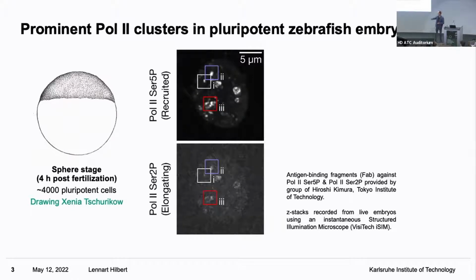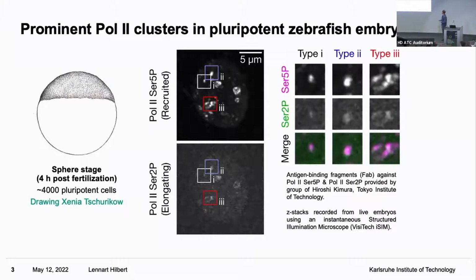So here you see in live embryos, with antigen fragments that can detect these two phosphorylation states, very prominent clusters that occur inside here. So we get lucky, we get to investigate shape. And they occur in really various shapes, and we try to sort them a little bit. So we just gave them type numbers.